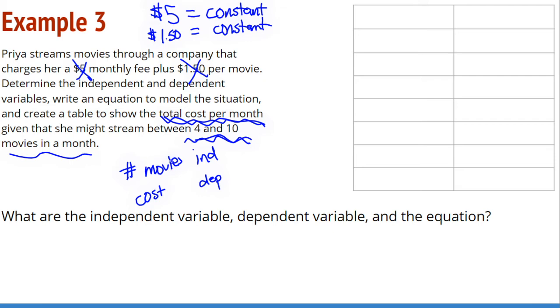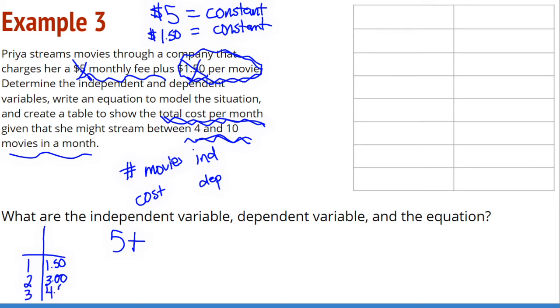Now, thinking about the equation here, this one is definitely a little bit more challenging. Well, we know that every month she's going to have to pay $5. That's a flat fee. Even if she doesn't watch any movies, she still has to pay $5. So I've got $5. Have to have that. Now, the other part of her subscription is how much she pays for her movies. Now, it's $1.50 for every movie. So if she watches one movie, it's $1.50. If she watches two movies, I'm going to double that and have $3. She watches 3 movies, I'll triple that and I'll have $4.50.